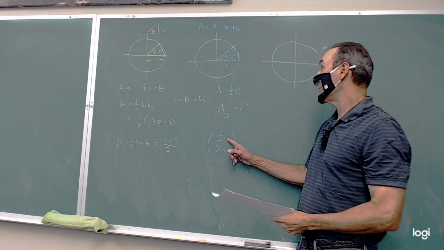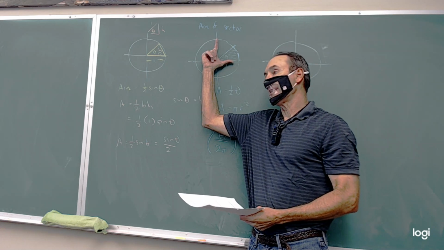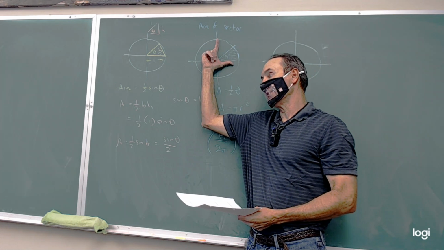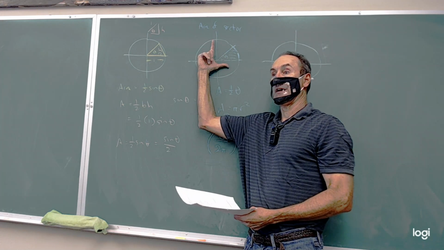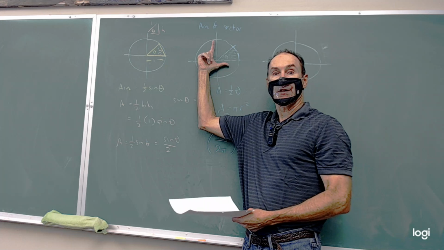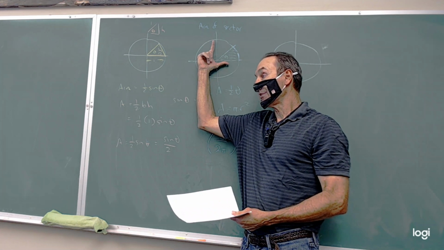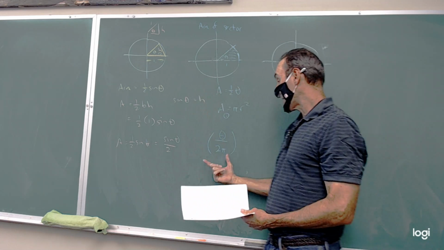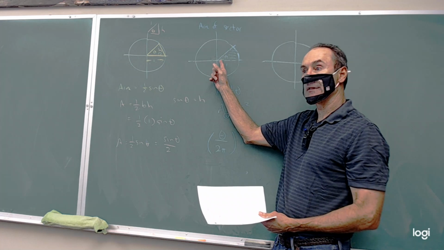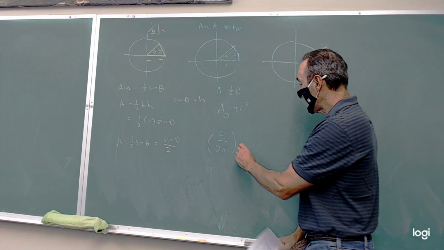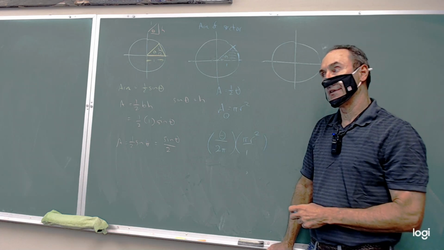So, for example, if we have a 90-degree angle, which is a pi over 2 radian angle, then we know that that would be 1/4 of the circle. Right? 90 over 360 is 1/4. Pi over 2 pi is also going to be 1/4. So that represents the fraction of the circle that this little slice is, times the area of the whole circle, which is pi r squared.